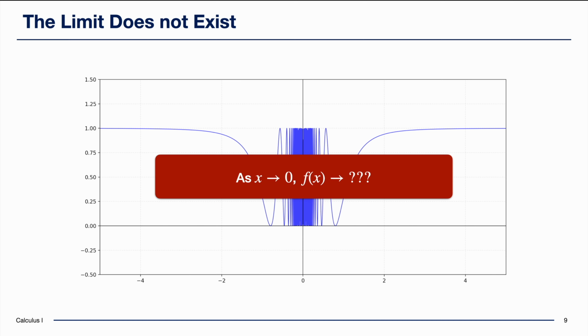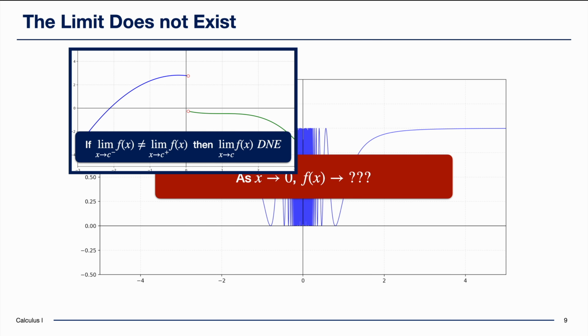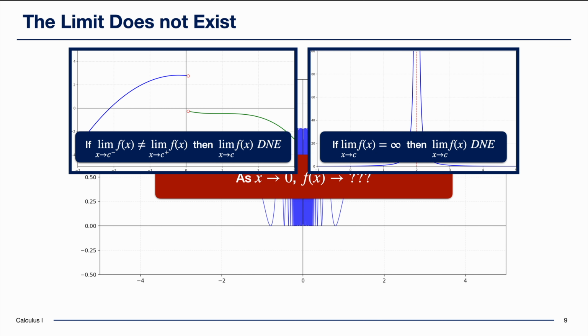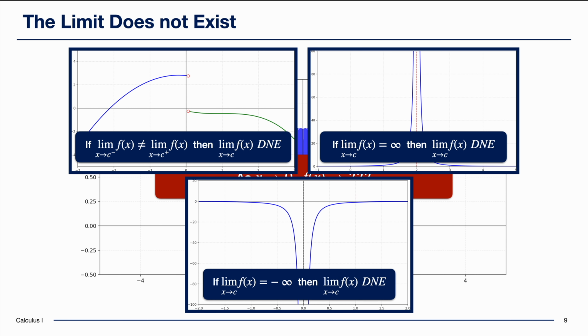In fact, we have already seen several examples where the limit does not exist. For example, when the left-hand limit is not equal to the right-hand limit, we say that the overall limit does not exist. When the function goes up towards infinity, we also say that the limit does not exist. We only use the notation equals infinity to denote that the function is not bounded from above. However, the overall limit does not exist because infinity is not a number. And finally, if the function goes towards negative infinity, the limit also does not exist for the same reason.